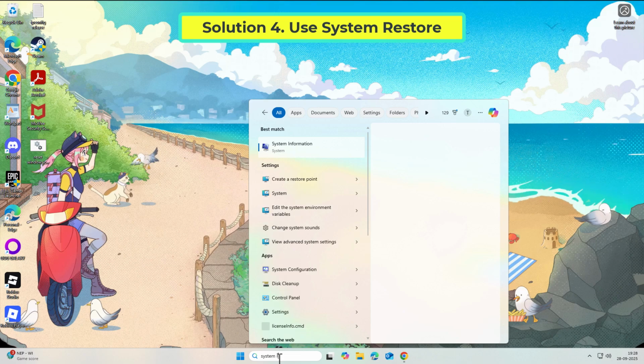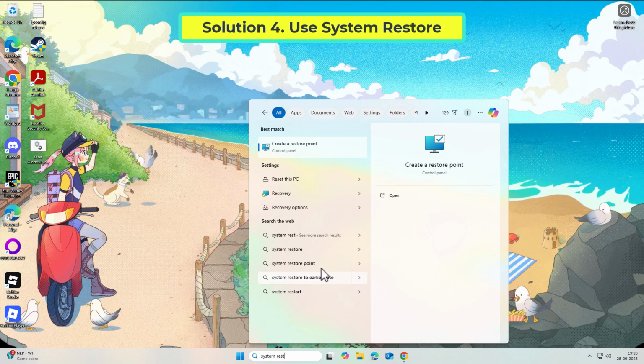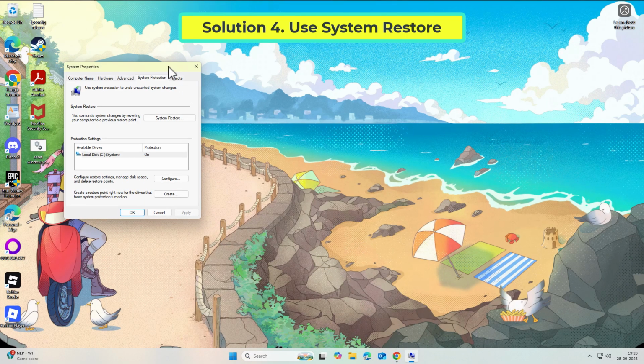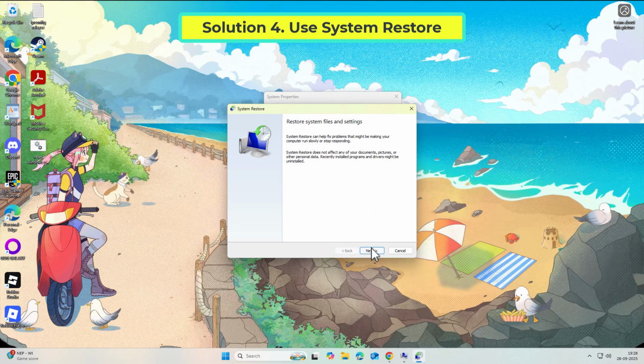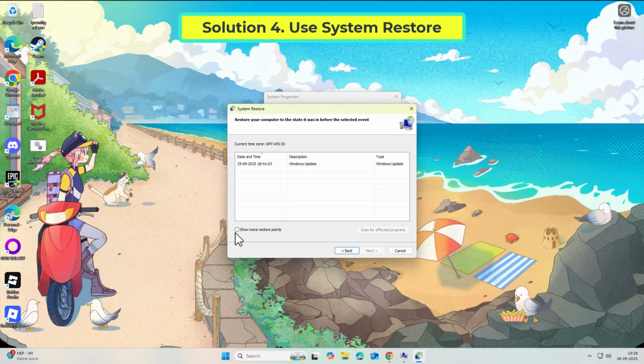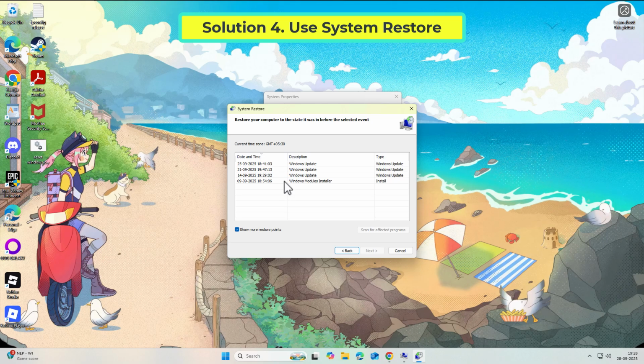Solution 4. Use System Restore. System Restore is a feature in Microsoft Windows that allows users to revert their computer's state to a previous point in time. This can be helpful if you have made changes to your system that are causing problems.